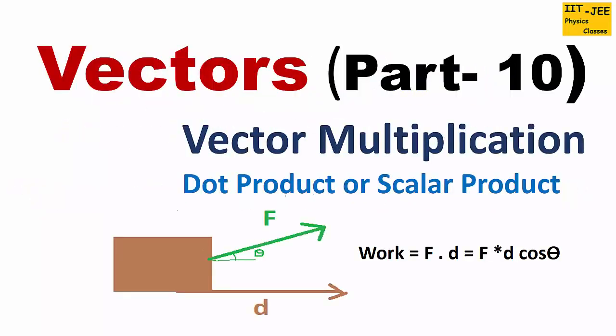Hello friends, in this video we will discuss vector multiplication. It is also called the dot product or scalar product of vectors. We will take some examples from physics and learn how to calculate the magnitude of the dot product or scalar product.